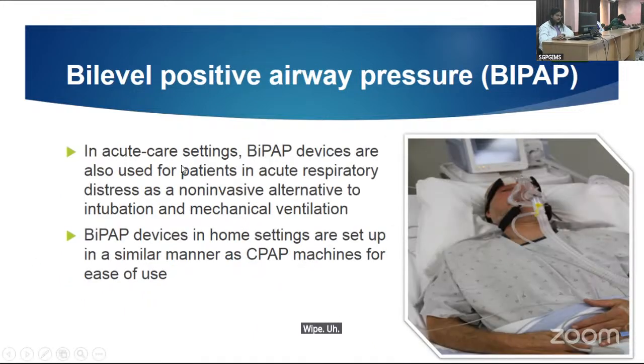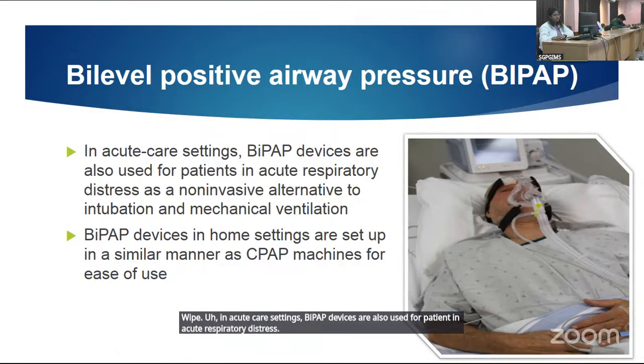BiPAP in acute care settings: BiPAP devices are also used for patients in acute respiratory distress as a non-invasive support.